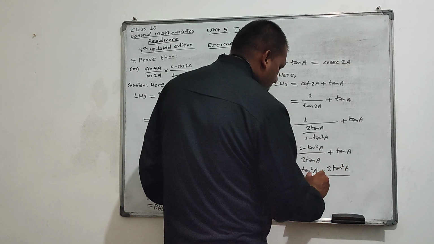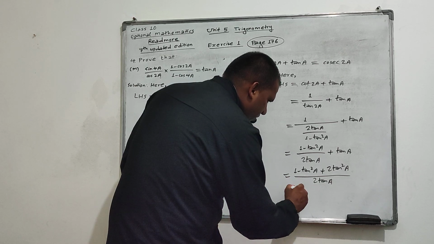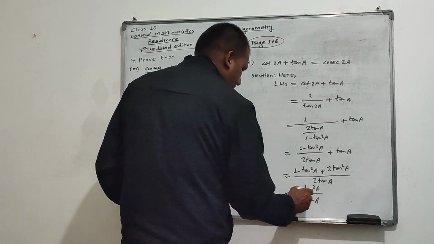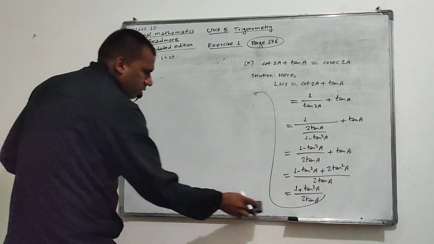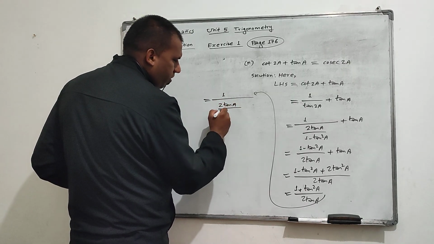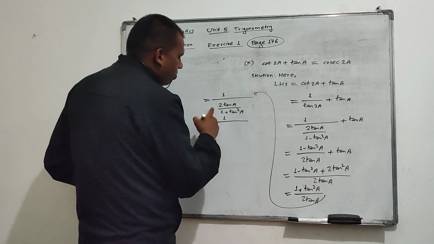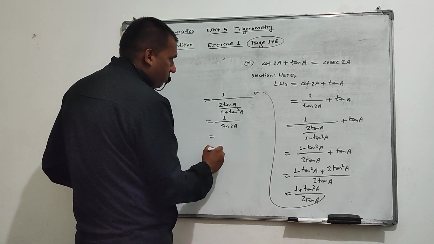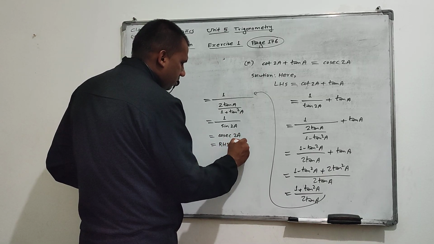Now minus tan square plus 2 tan square, remaining 1 plus tan square A, all upon 2 tan A. Now this equals 1 whole upon 2 tan A upon 1 plus tan square A. We know 2 tan A upon 1 plus tan square A is the formula of sin 2A in terms of tan A. So 1 by sin 2A, that is cosec 2A, which is the RHS. Proved.